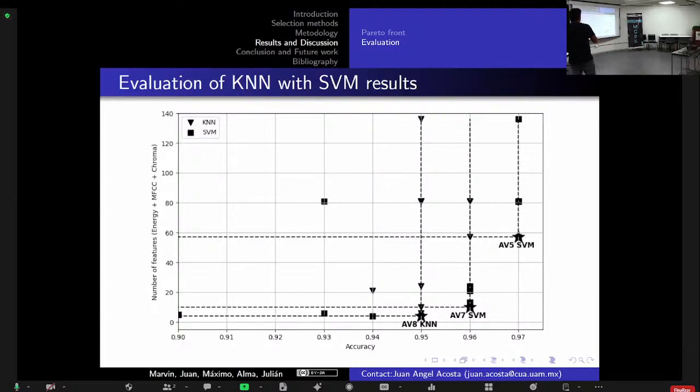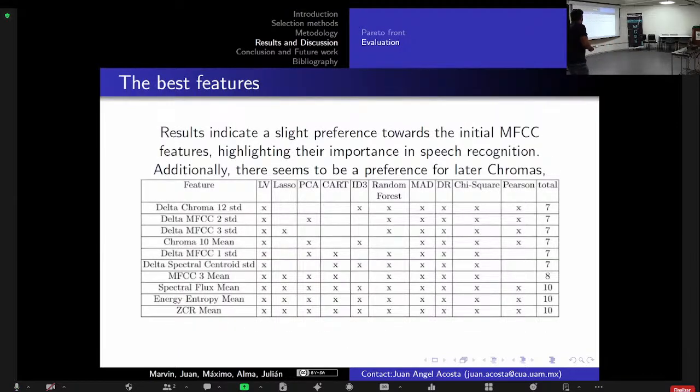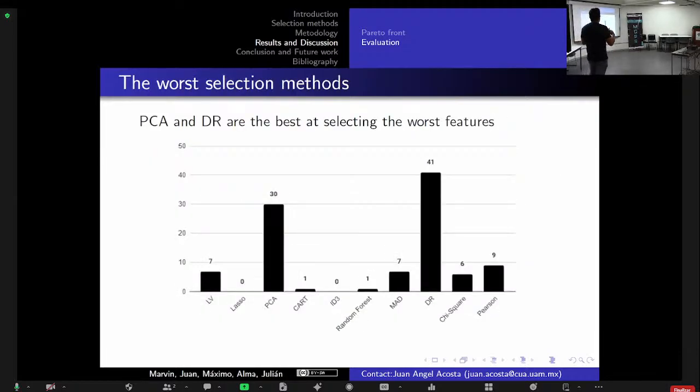Okay, to compare these tables, the best are approval voting 5 and approval voting 7 for SVM and approval voting 8 for KNN. This is the best performance in all problems. The best filters in this case are the initial MFCC and the chromas, and other filters that are not in this table because the table is very big. And the worst filter selection methods, PCA and DR, are the best at selecting the worst filters.